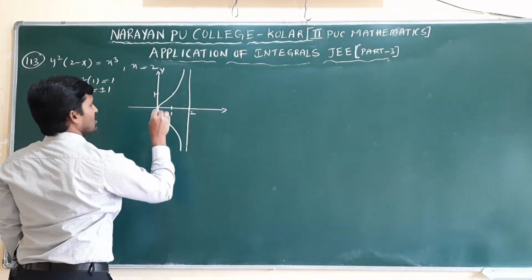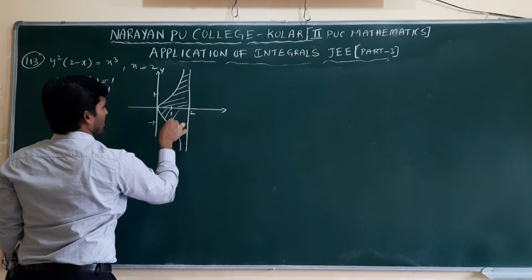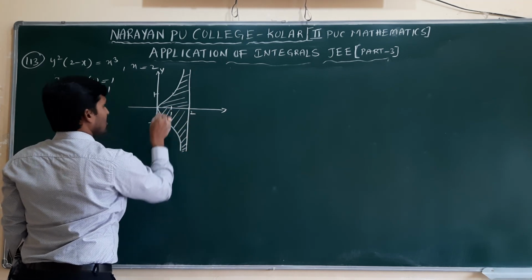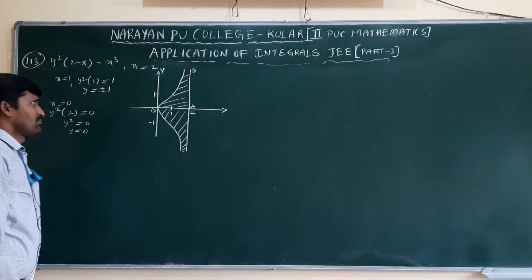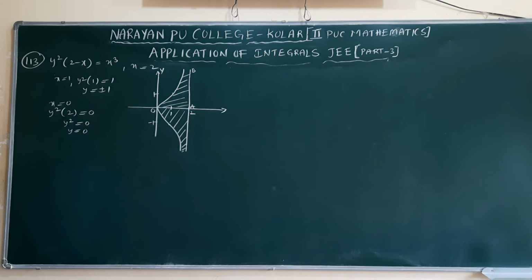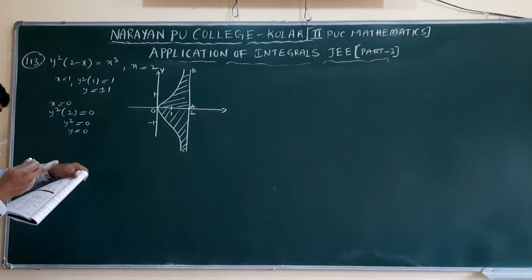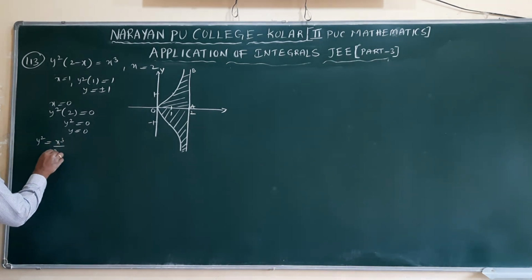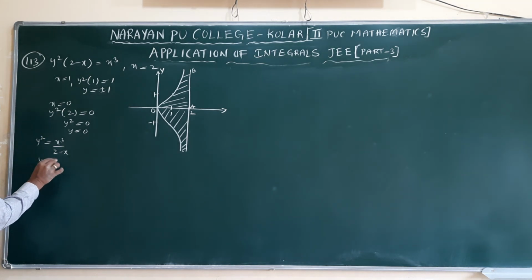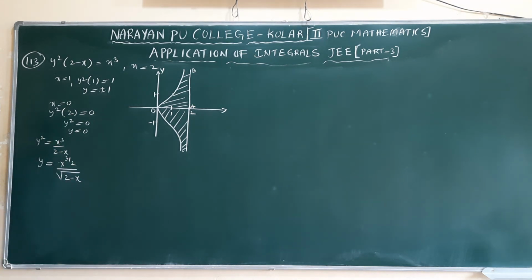But it does not touch the line. We need to find both parts' areas, but the below part and above part are symmetric to each other. So O, A, B, condition wise. Here I will convert this curve completely in terms of x. y square equal to x cube by 2 minus x. y means square root of this, that means x power 3 by 2 by under root of 2 minus x.